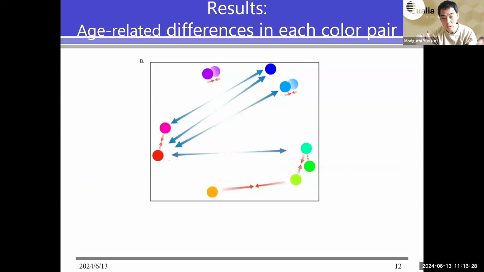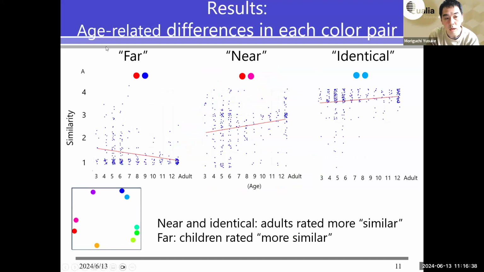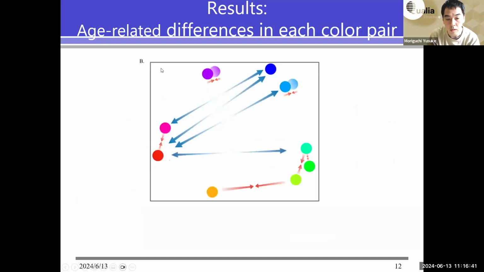So this is the whole result of this analysis. As you see, this blue arrow represents the far color pairs. So red and blue, or red and light blue, or light red and aquamarine. So these far pairs show that adults rate them as more dissimilar, but the red arrow represents the near color pairs or identical color pairs.